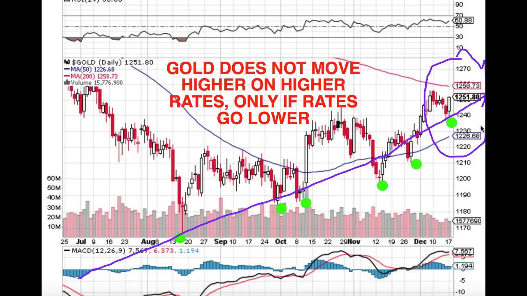Gold has an inverse relationship with interest rates. If interest rates move higher, then gold is supposed to be dropping. And if rates go lower, then gold is supposed to be going higher. Well, in this case, clearly, the investors' expectations are such that they are expecting the rates to decline.